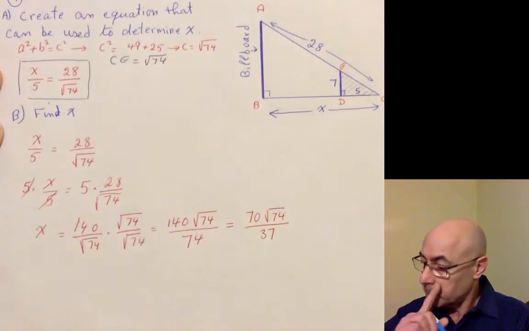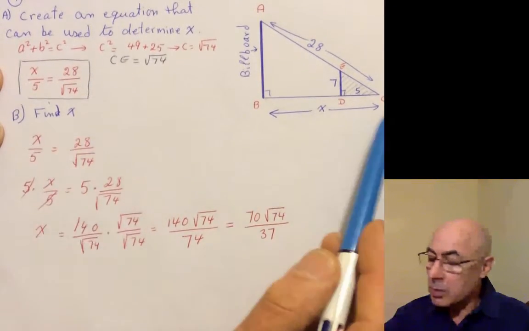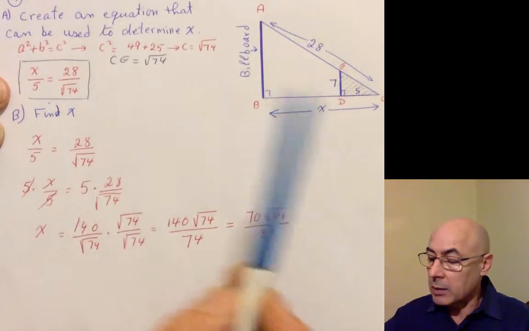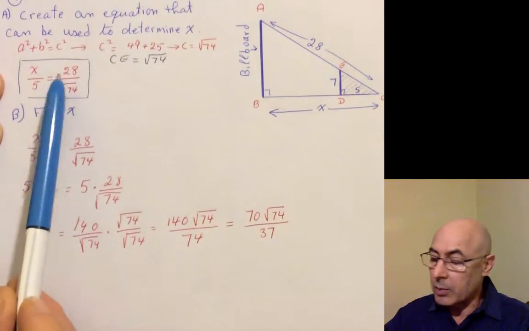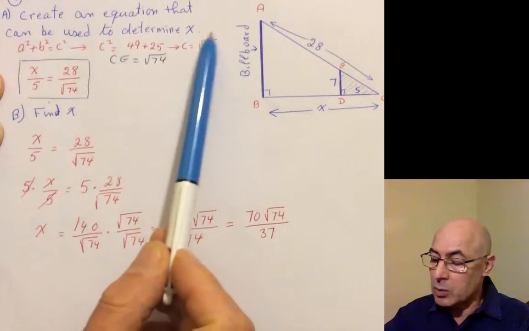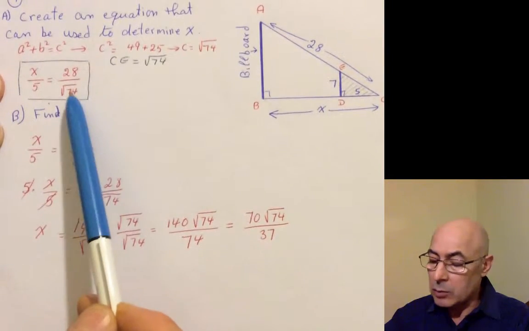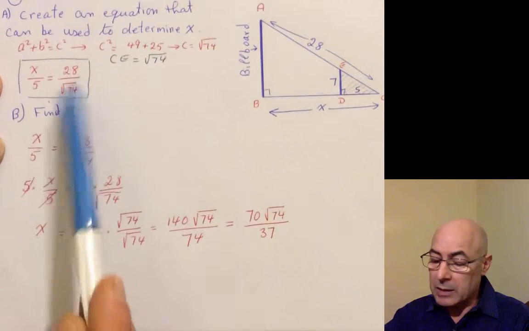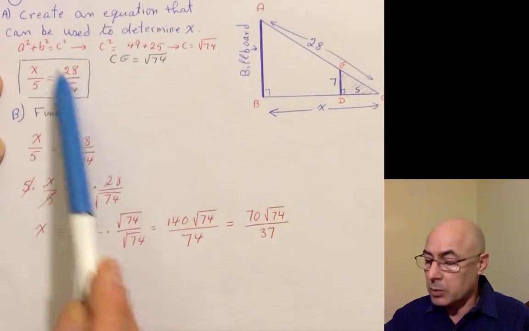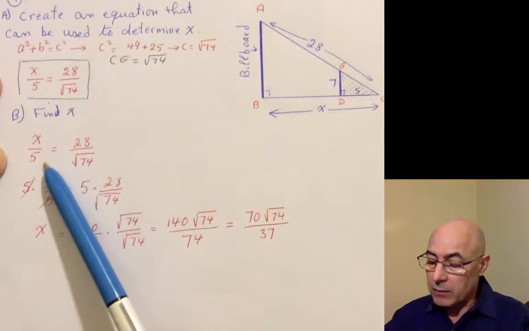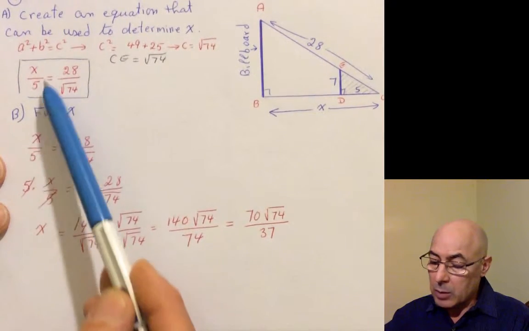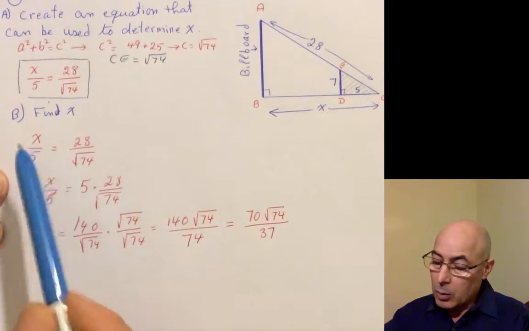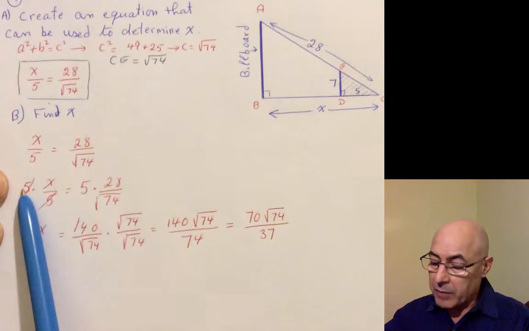Now we can write the proportion: X from the big triangle over 5 from the small triangle equals 28 from the big triangle over CE, which we just found as the square root of 74. That's part A. Part B, we want to find X. So use this proportion, and by cross multiplication we can find X. So I'm going to rewrite this one more time, then cross multiply, or I can multiply both sides by 5.